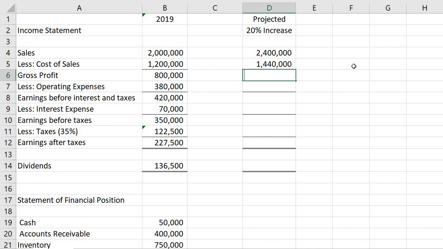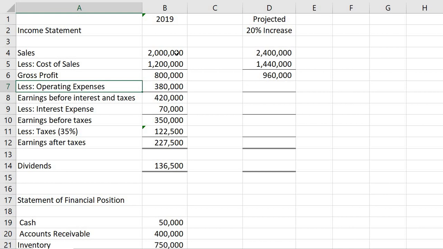After that, we just apply this formula, because we know this, right? It's basic. To compute your gross profit, you simply deduct cost of sales from your sales. Applying that formula, we compute our gross profit. So you'll have 960,000.